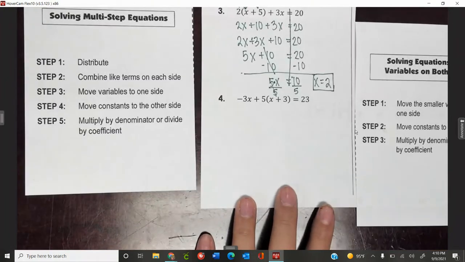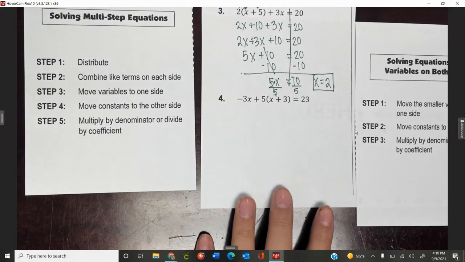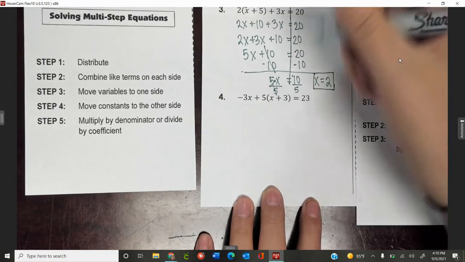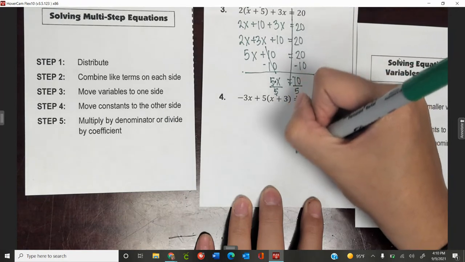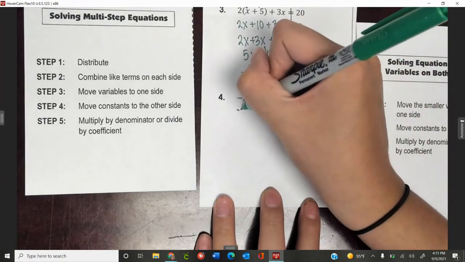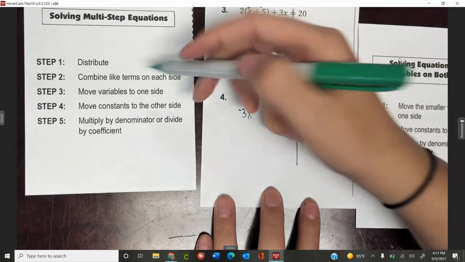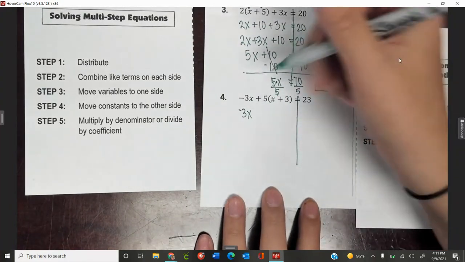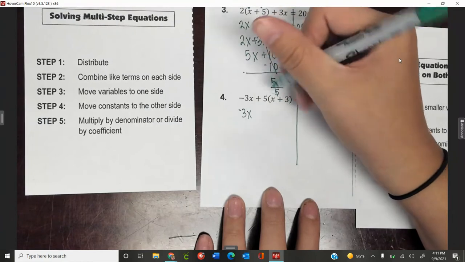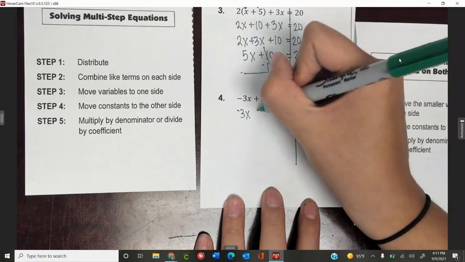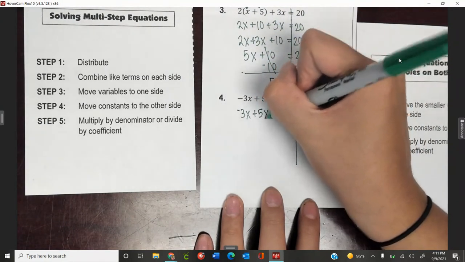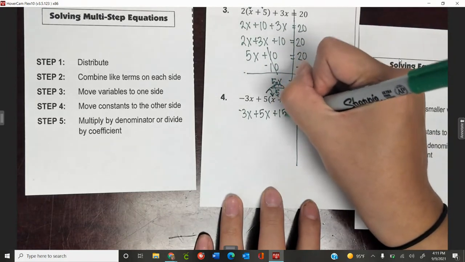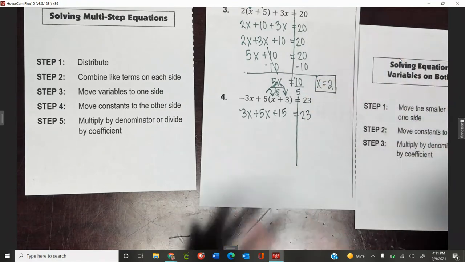Okay, lastly we have number 4, negative 3x plus 5, parentheses x plus 3 equals 23. So again, go ahead and start off by drawing a line through your equal sign. And we have negative 3x. And my first step was to distribute. So here I do see parentheses, and that does mean multiplication. So 5 times x is 5x, so plus 5x. And 5 times 3 is 15, so plus 15 equals 23.